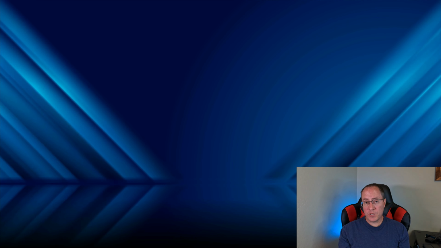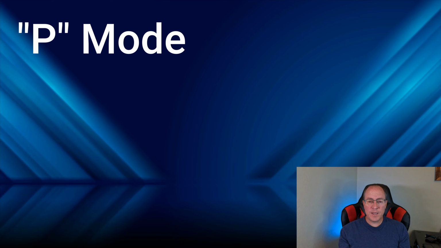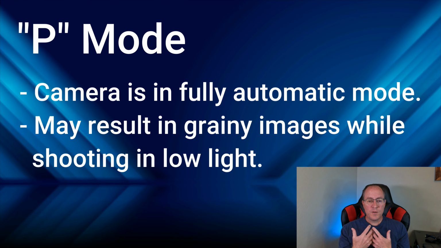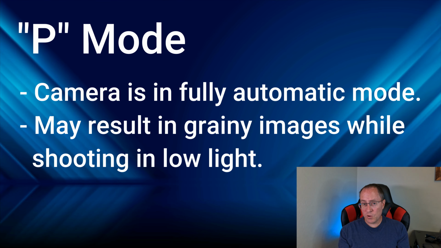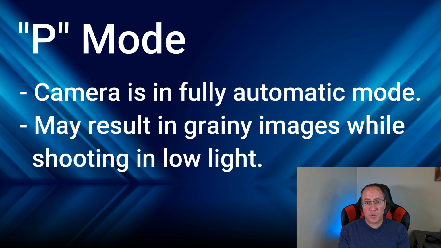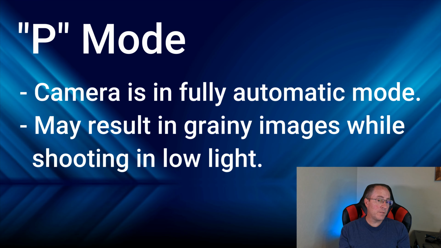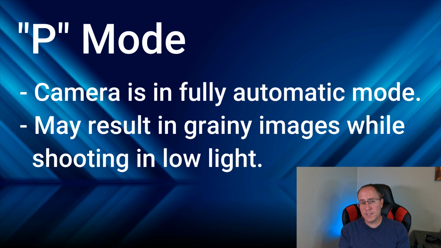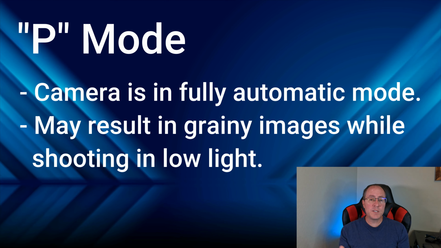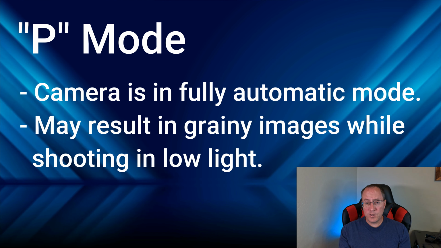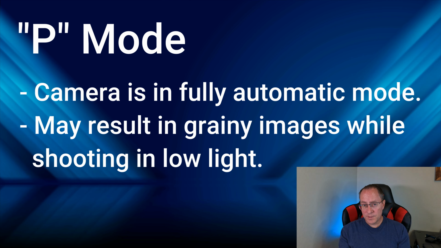So, how can you control these settings? Well, you can put your camera into P mode or automatic mode, and that means the camera is going to do its best to adjust all the settings to give you a proper exposure. The one thing that you're in danger of when you do this is that in lower light conditions, it more likely will increase the ISO and give you a little bit more of a grainier image.